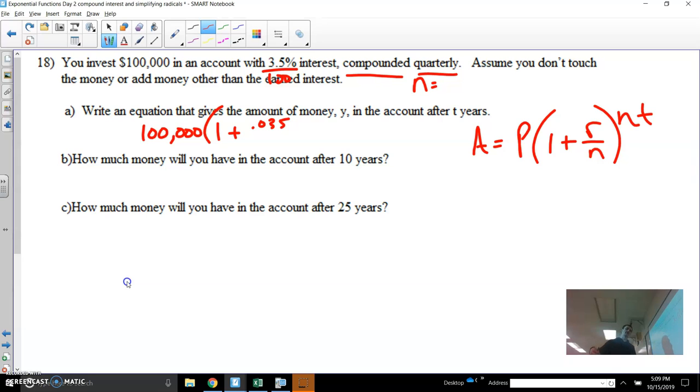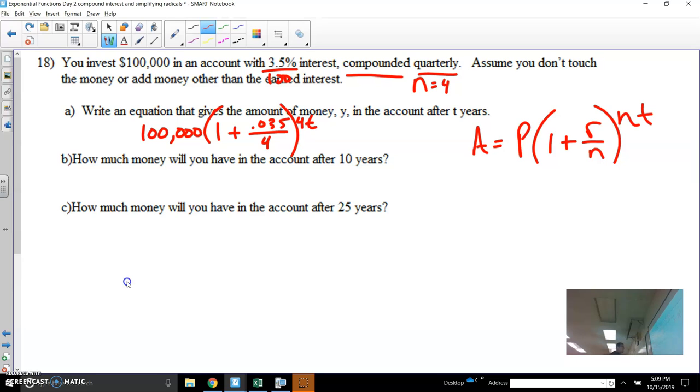If you think about quarters in a dollar, how many quarters are in a dollar? That'd be 4. So we're basically saying that this happens 4 times a year. So we want to divide this number by 4. And then we also want to do 4 times t, 4t.